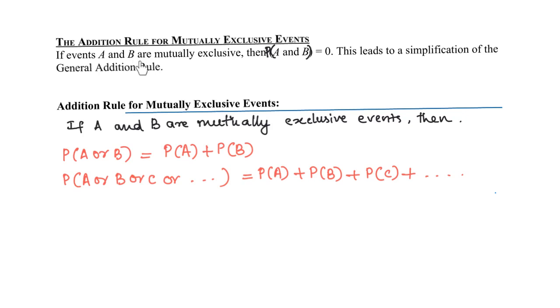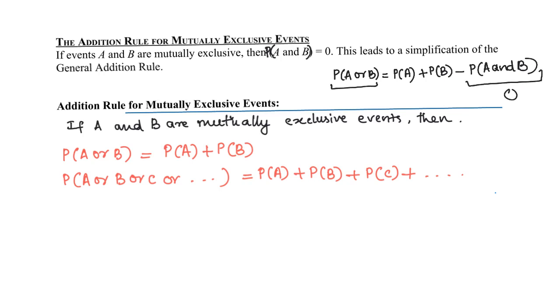If events A and B are mutually exclusive, then the probability of A and B will be equal to 0. So in the previous formula for the probability of A or B, the probability of A and B will be equal to 0 if A and B are mutually exclusive. Then the formula becomes just the addition rule: the probability of A or B is equal to the probability of A plus the probability of B.